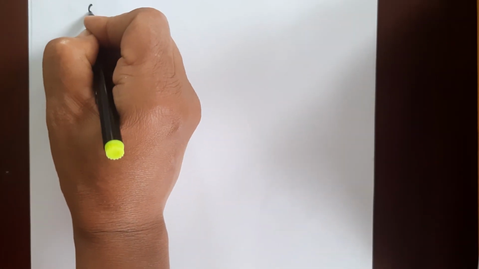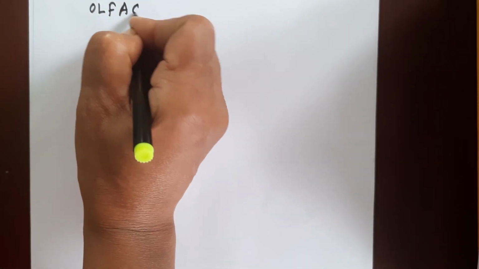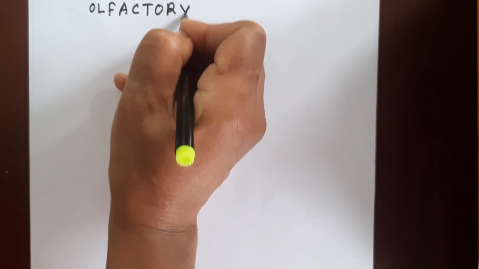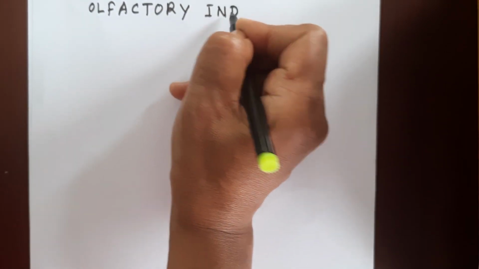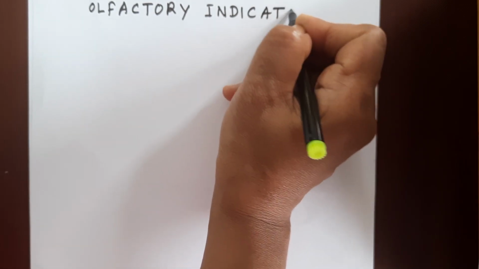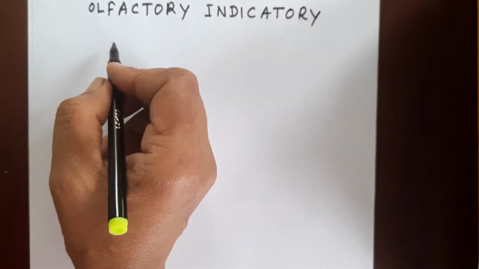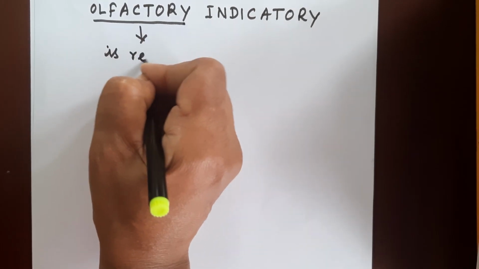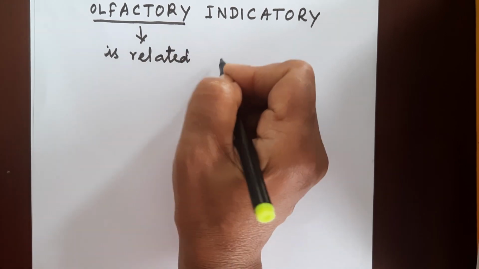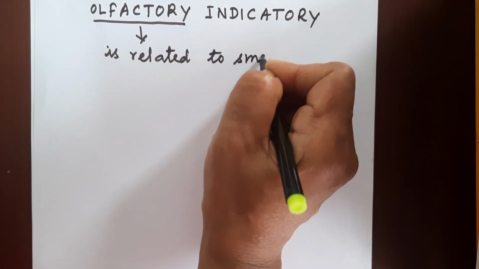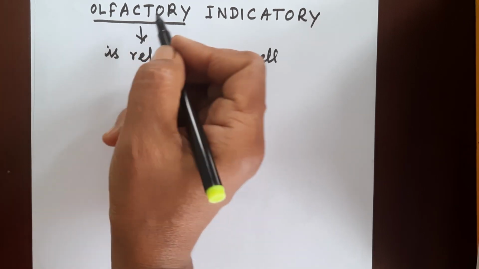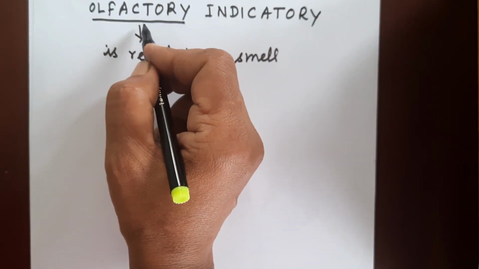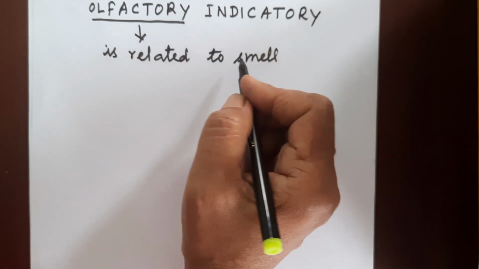So there is another type of indicator called olfactory indicator. Now what is an olfactory indicator? The term olfactory is related to smell. So what is an olfactory indicator? The indicator whose smell changes when it is put in an acid or base.